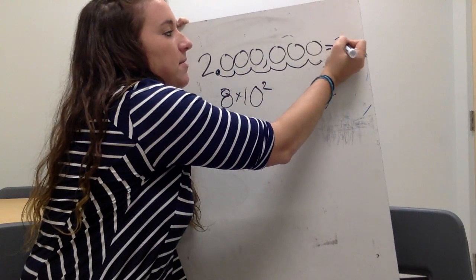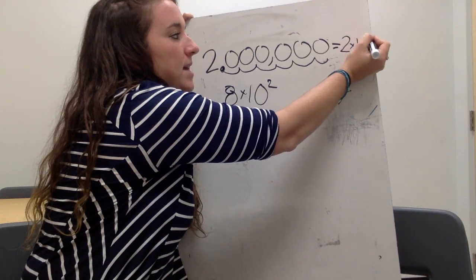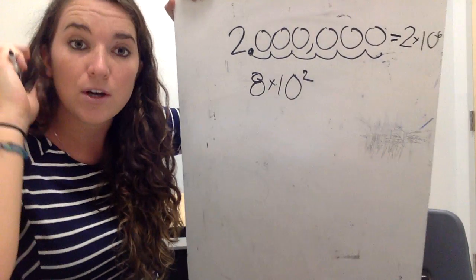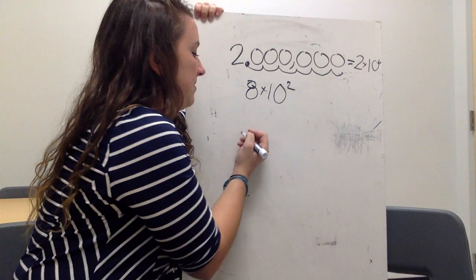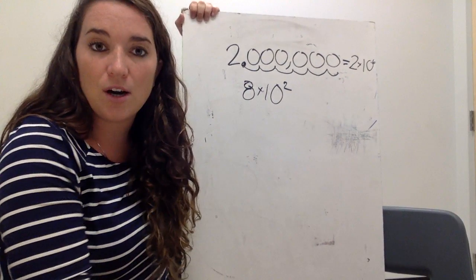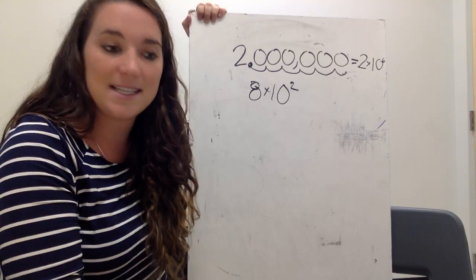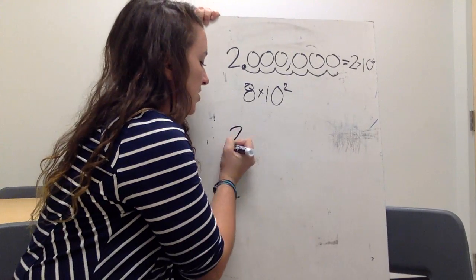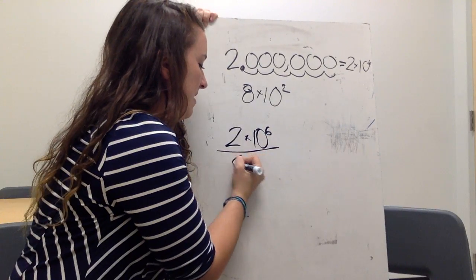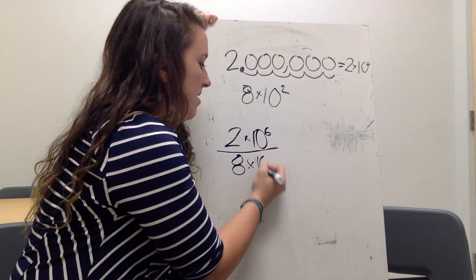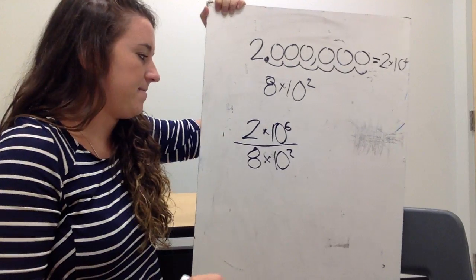Is it a really big number or a really small number? It's really big, so my exponent will be positive. So it'll be 2 times 10 to the 6th power. So now I am dividing. Which of these numbers is larger? Right, 2 times 10 to the 6th power is larger. So when I divide, it'll go on top because I want to see how much bigger that number is. My smaller number goes on the bottom.